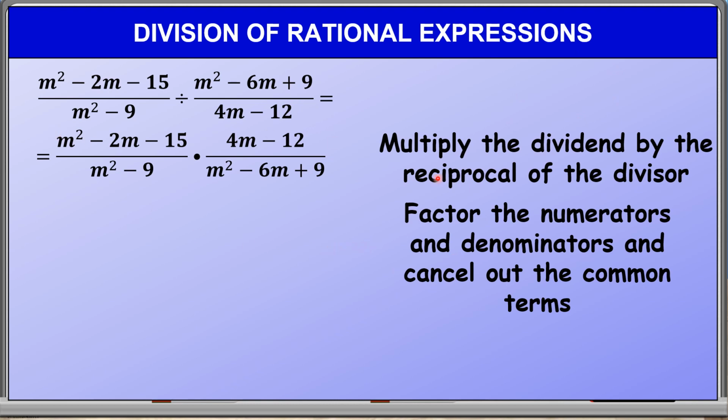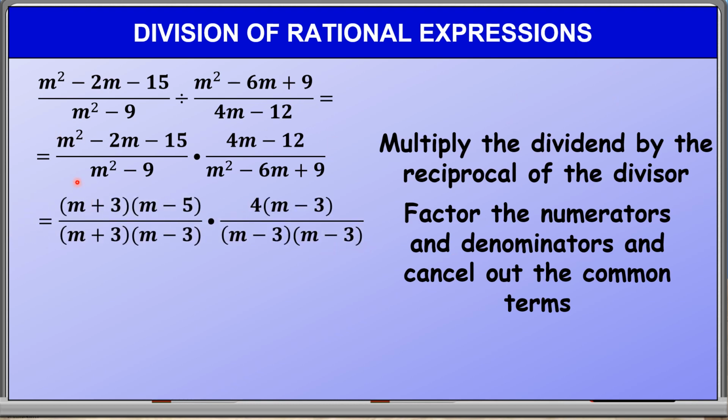So what are the factors of our numerator m squared minus 2m minus 15? That is a quadratic trinomial where a is equal to 1. So quantity m plus 3 and quantity m minus 5. What are the factors of m squared minus 9? That is a difference of two squares. So quantity m plus 3 and quantity m minus 3.